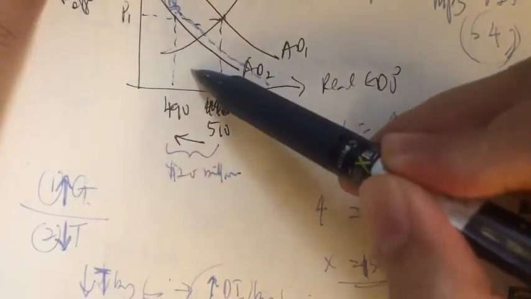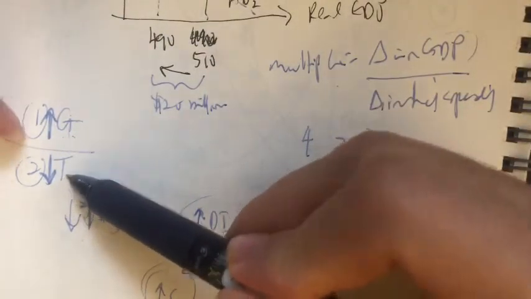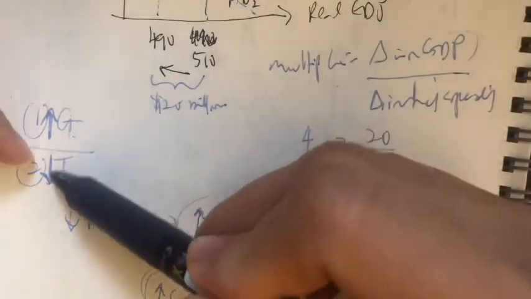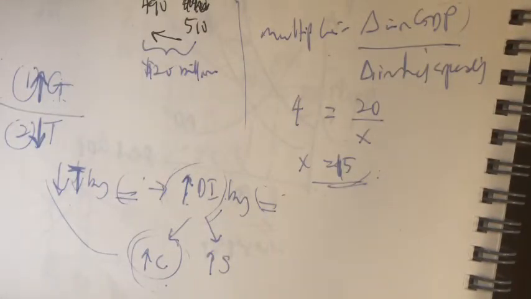I repeat again. G is a direct component of AD. That's why we can straight away put 5 here. However, T is indirect. If you want to target aggregate demand through T, we have to go through C. So you see, it's like a long cut, a long way. It goes here, and then only it goes here. Okay, so we cannot use 5. The figure has to be bigger. Okay, a bit bigger. So how can we do that?